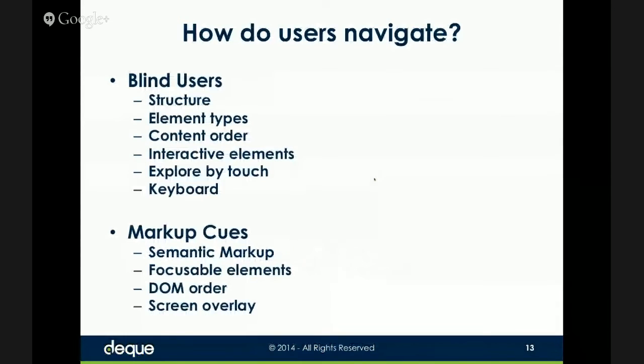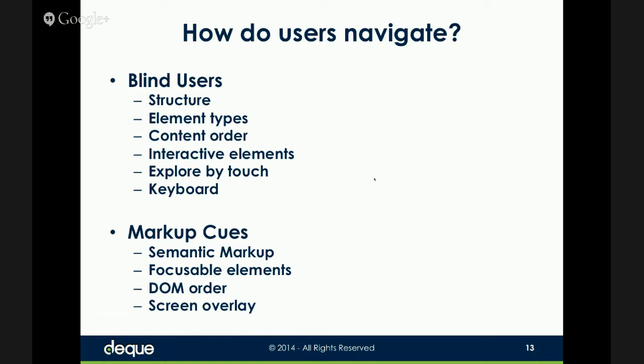Okay, so what does that mean when you look at that from a blind user perspective? Blind users use things like structure, things like the different element types, things like content order, interactive elements, and then on a mobile device, there's also using Explore by Touch, where just by touching the screen and moving their finger around the screen reader will read out whatever's underneath the screen. So that gives them another way to navigate and find elements on the page. And we'll see later on how that can be interesting when trying to find content that is inserted dynamically into the page or pops up into the page as well.